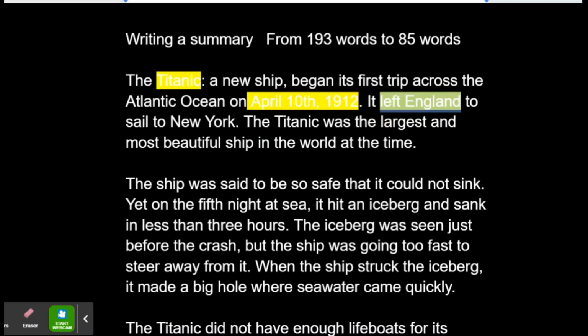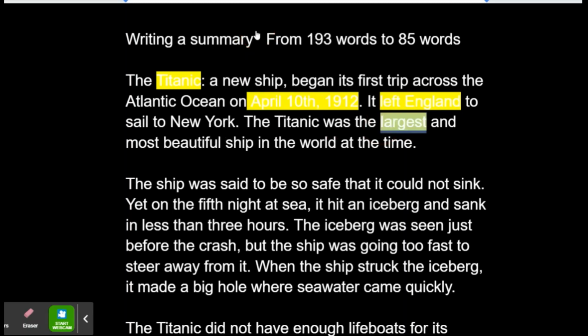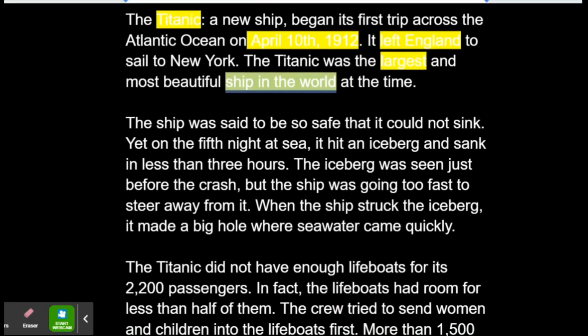I might also identify the word largest because the name of the boat, Titanic, actually means really large. So I'm not going to highlight the word beautiful because I think the fact that it's largest is most important. But I am going to mention ship in the world because it was the largest ship in the world at the time.